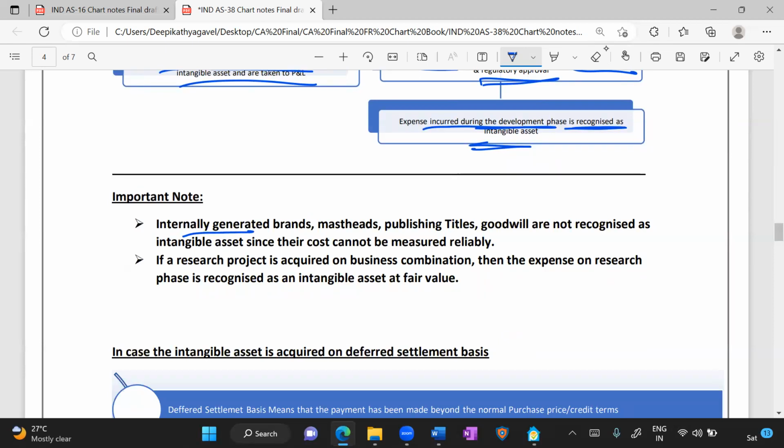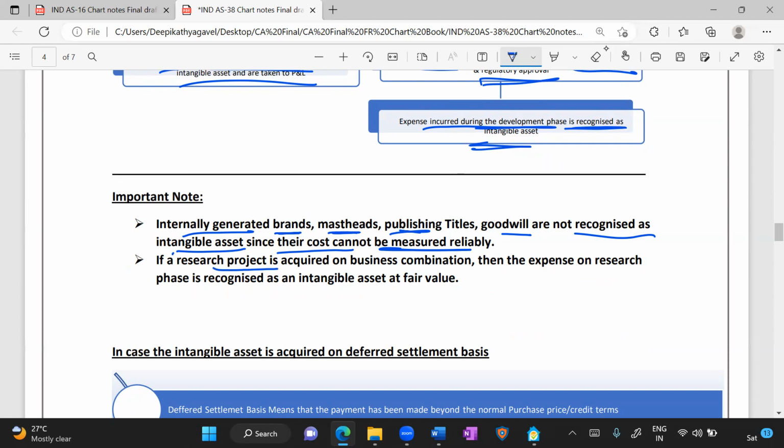Next, internally generated brands, mastheads, publishing titles, and goodwill are not recognized as intangible assets since their cost cannot be measured reliably. As I already told you, to recognize an asset, the cost should be reliably measured and there should be probable future economic benefit. But for brands, mastheads, and goodwill, you cannot reliably measure the cost. Hence, they will not be recognized as an intangible asset.